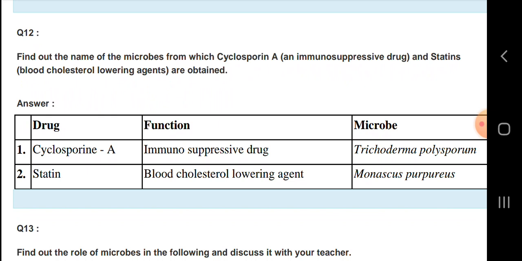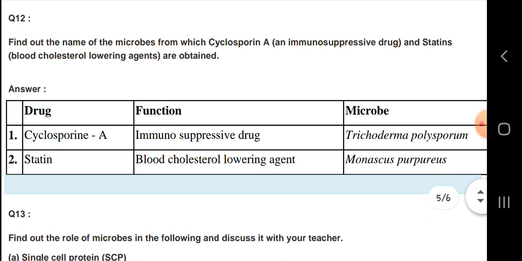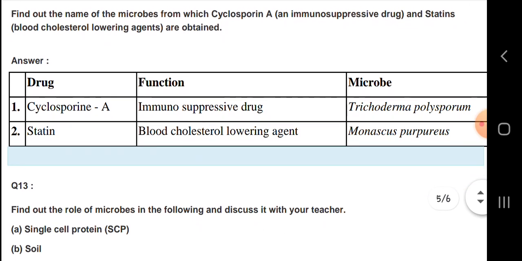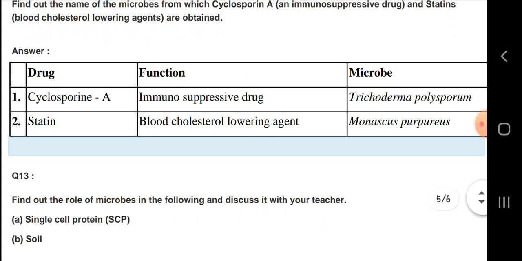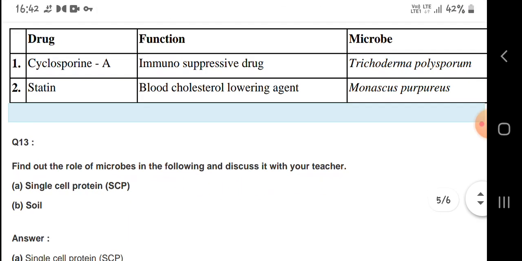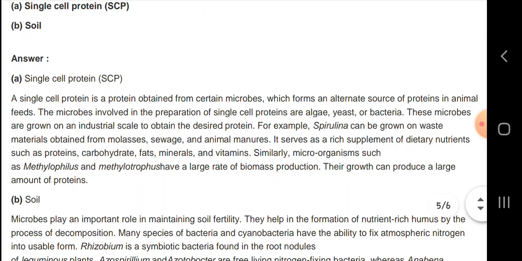Let us find out the name of the microbes from which cyclosporin A and statins are obtained. Cyclosporin A is an immunosuppressive drug that is obtained from Trichoderma polysporum, and statin is a blood cholesterol lowering agent that is obtained from Monascus purpureus bacteria. Let us know about single cell protein and soil.